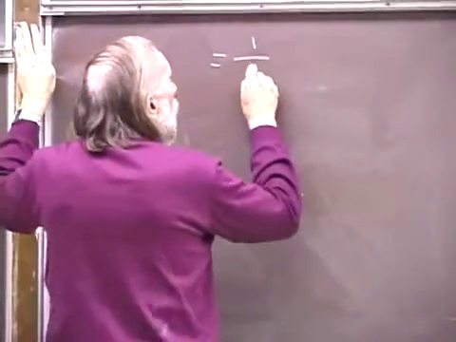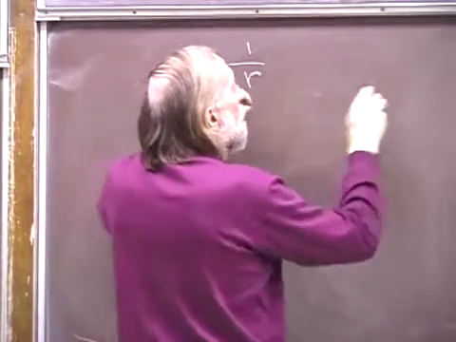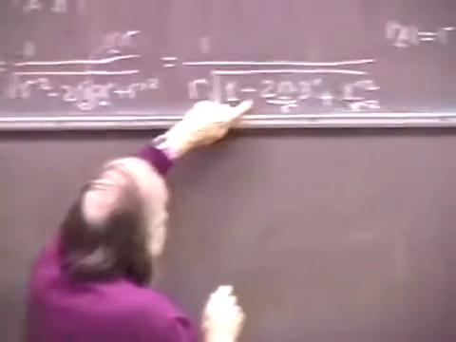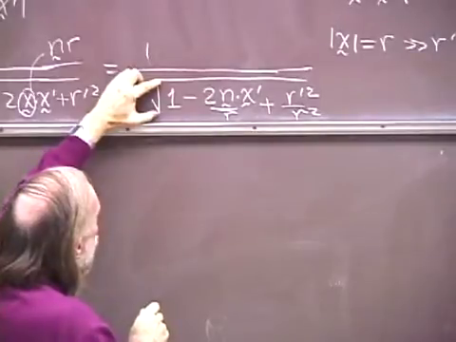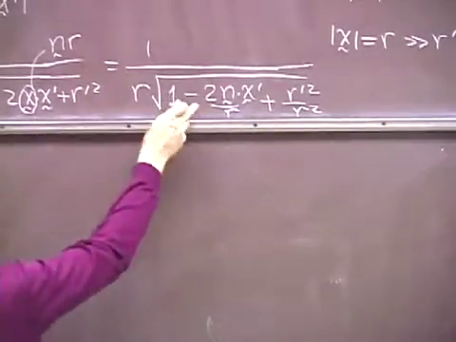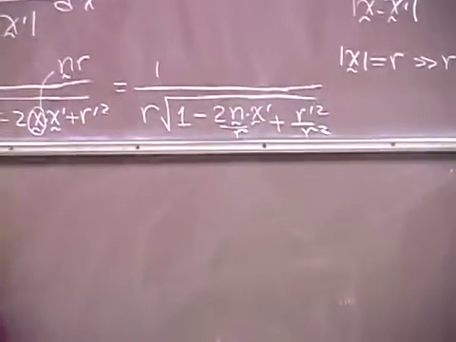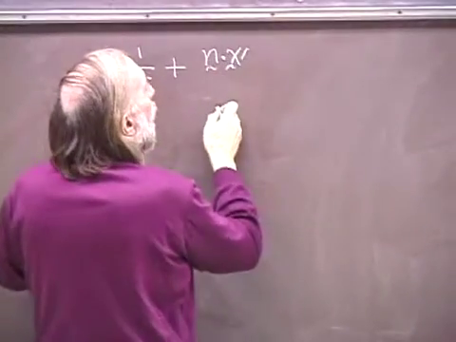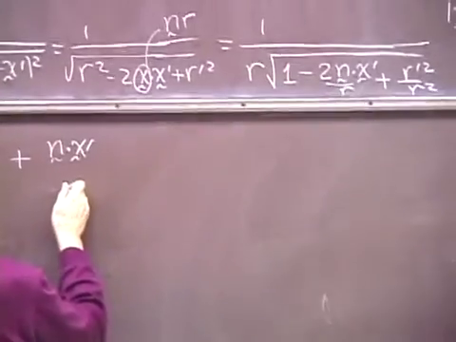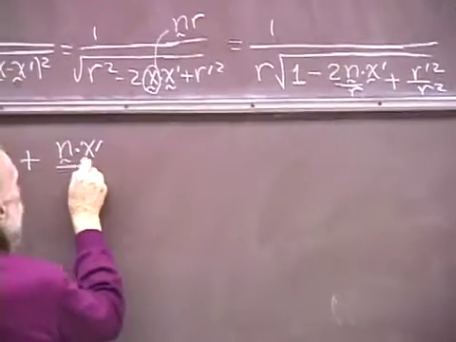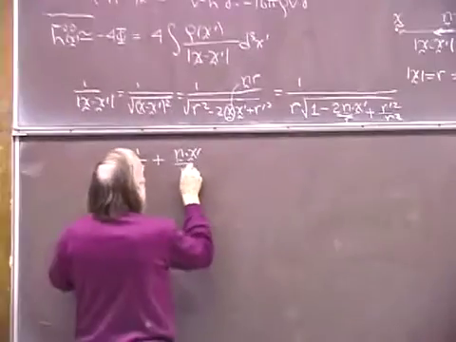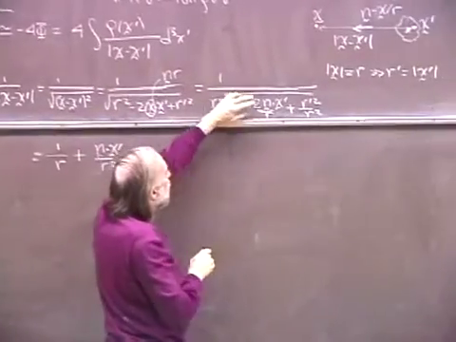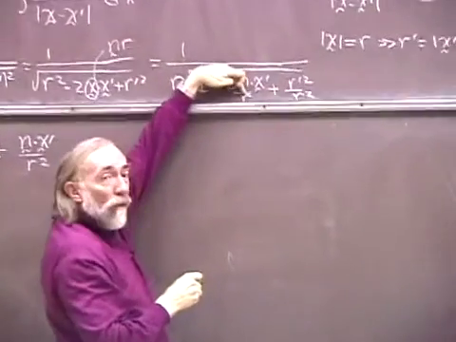And so that becomes 1 over r as the first term. The second term you can sort of do in your head. You get a factor of 1/2 when you expand a square root in the denominator. This minus sign becomes a plus sign. The 2 gets canceled out, and it is n dot x prime divided by r squared, because there's a 1 over r from here, and then when that gets expanded out, you get this 1 over r.